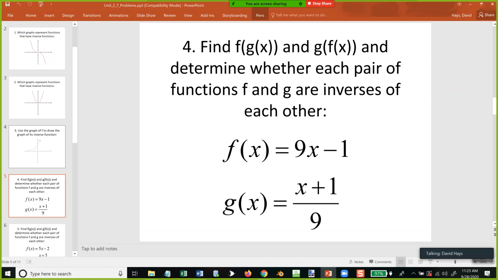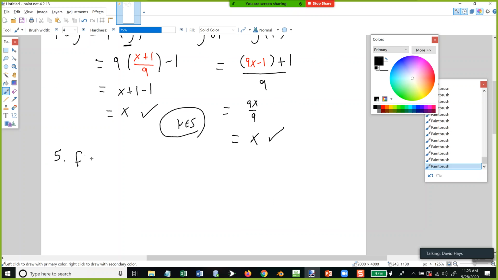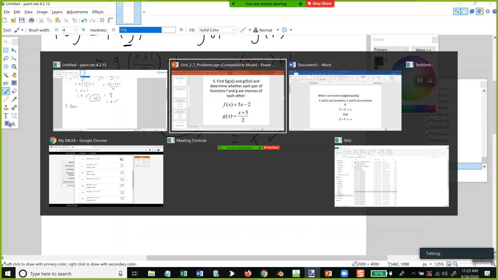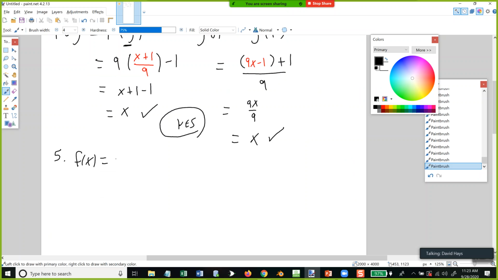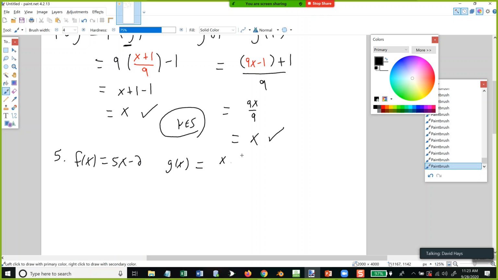Now 5, we've got f of x is equal to 5x minus 2, and g of x is equal to (x plus 5) over 2. Same instructions. We want to determine if they're inverses of each other. So I'll find a composition of f and g, which is f of g.